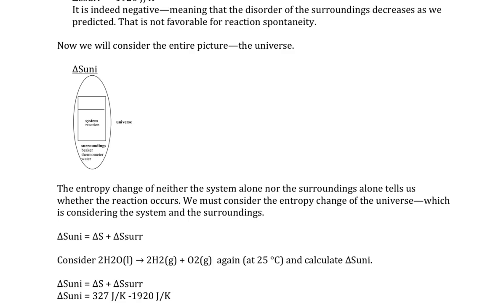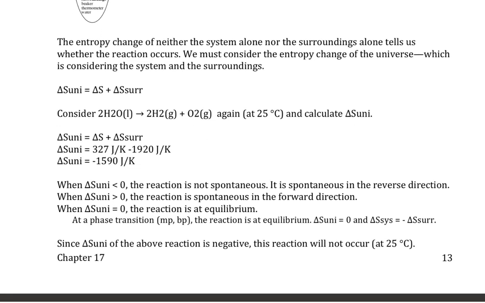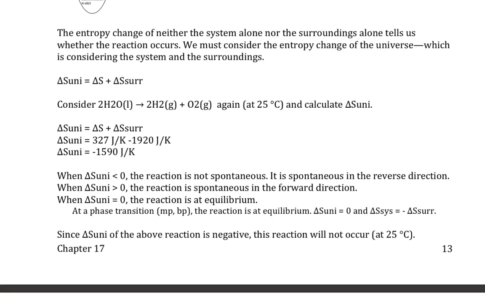Okay, so going back to that reaction of ours, we have the 2 moles of liquid water forming 2H2 gas plus O2 gas, at 25 degrees. We'll calculate delta S of the universe. So we add together the delta S of the system, which is 327 joules per Kelvin, plus delta S of the surroundings, which is a negative number, so we have minus 1920 joules per Kelvin, and we get delta S of the universe to be negative 1590 joules per Kelvin. Negative, just as we predicted, because we know at 25 degrees water does not break down to H2 and O2.